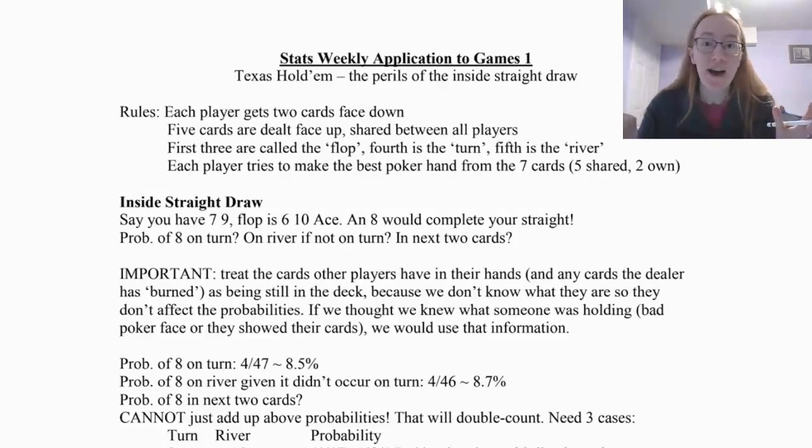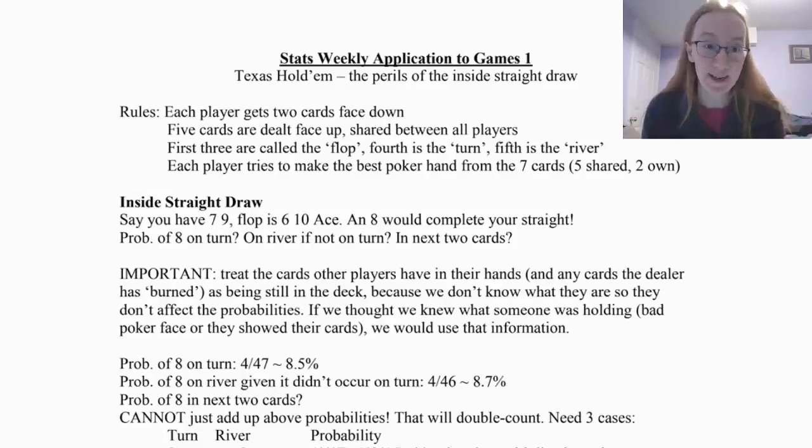So if you don't know how Texas Hold'em poker works, this is how it works. Every player gets 2 cards face down from a standard deck, which is 52 cards. There's 4 suits, and then there's 13 different ranks within each suit. And then 5 cards are dealt face up, and those cards are shared between all the players. Those cards don't come down all at once. The first 3 are the flop, the 4th is the turn, and the 5th is the river. After each of those, there's a round of betting, and you're trying to create the best poker hand you can from all 7 cards, your 2 personal cards and the 5 shared cards.